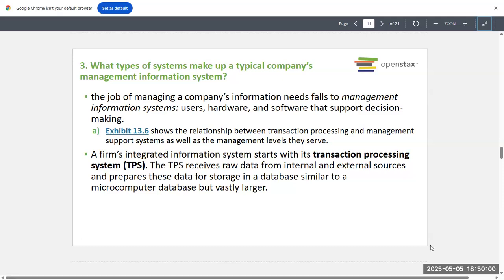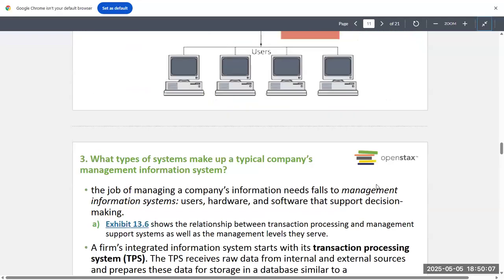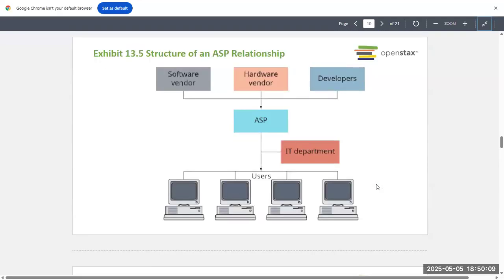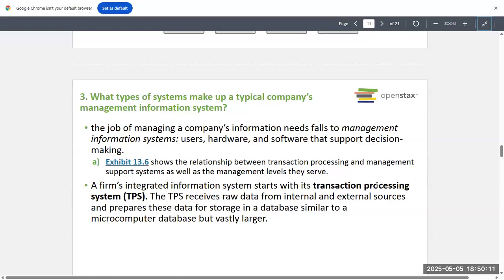I lost where I'm at. One second, sorry, that's 13.5. Okay. Yeah, it's interesting.